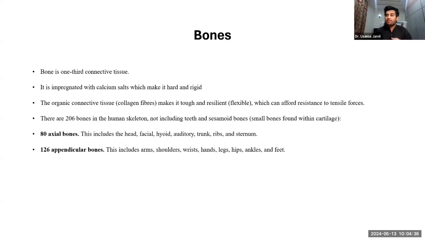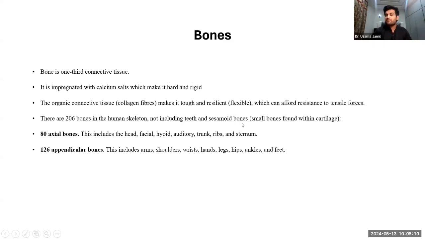There are 206 bones in the human skeleton, which does not include teeth and sesamoid bones. There are 206 bones in an adult human body, whereas in children there are more than 206. They become fused, and when you reach adulthood, eventually you have 206 bones, which does not include teeth. Teeth are also kind of bones. And there are sesamoid bones.